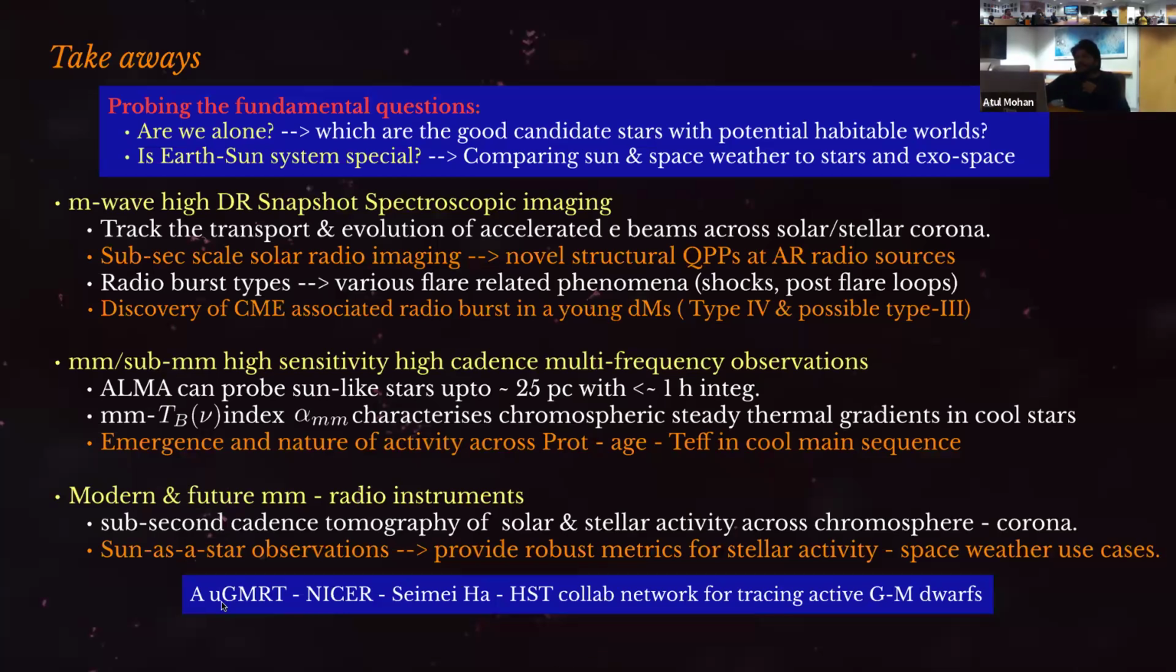So these are the main takeaways. The meter wave high dynamic range imaging has given us new insights into how the solar and stellar activity evolves, like I have mentioned, and we discovered the first CME associated radio burst in a very dM for the first time. And I also showed you results from millimeter emission in the chromosphere and how the chromospheric activity evolves across the main sequence, and how the behavior is quite different in the case of a young non-solar type star, AD Leo, compared to the solar like stars. And in future we have more powerful instruments coming up. Yes, thank you.